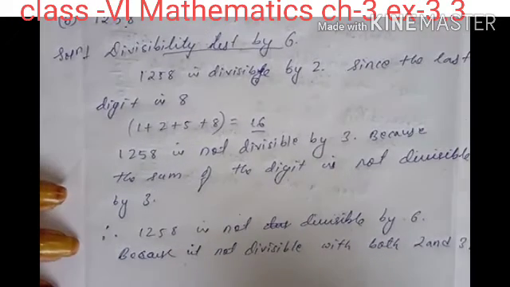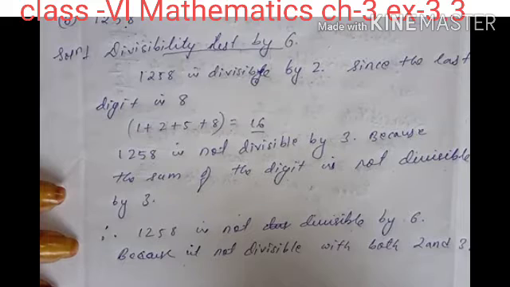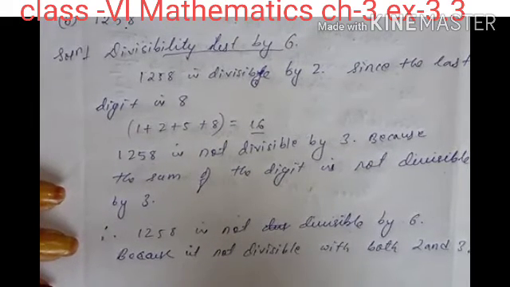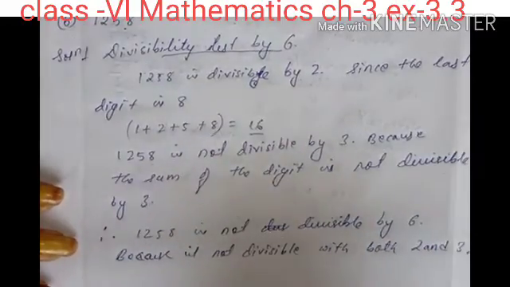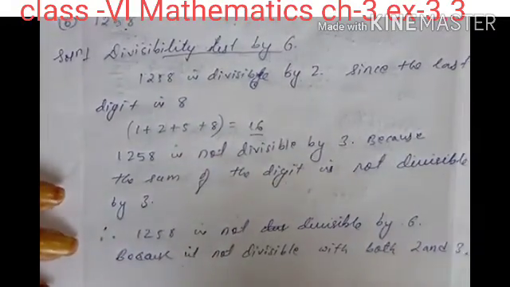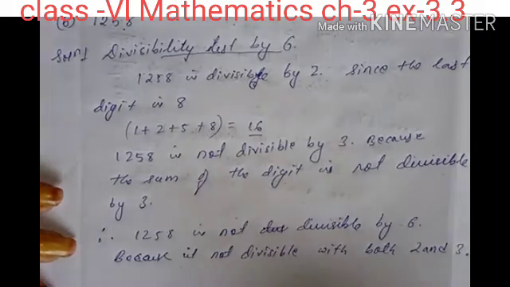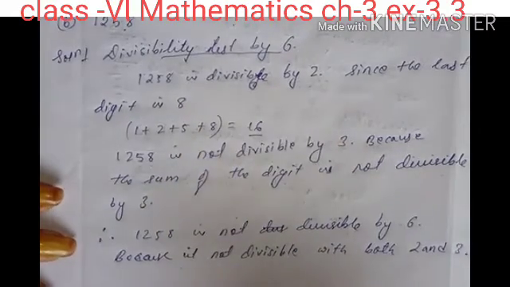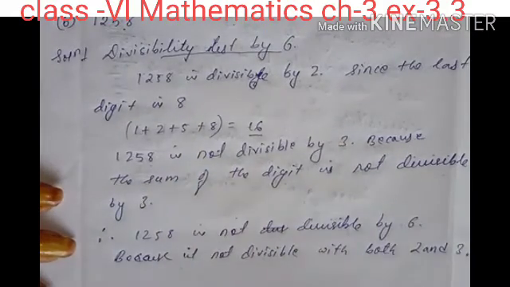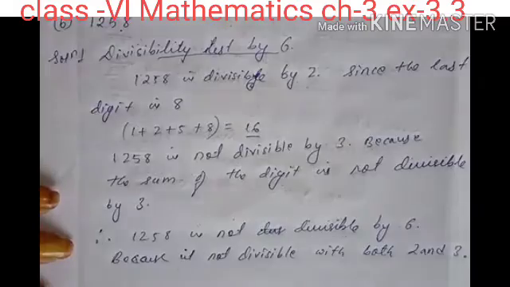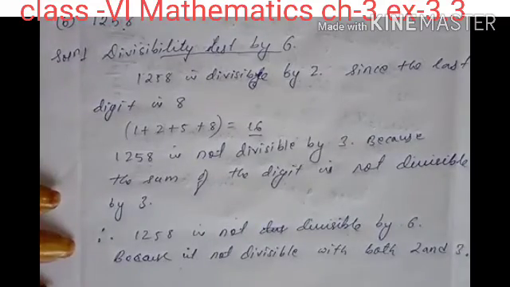Now, the remaining questions you will try as homework. I think you have understood how to check the divisibility test of 6. You have to see 2 and 3, okay? If it is divisible by 2 and 3, then that number will be divisible by 6. And if it is not divisible by either one, or if it is divisible by 3 and not divisible by 2, then also that number will not be divisible by 6. Okay, now come to the next question, question number 4.